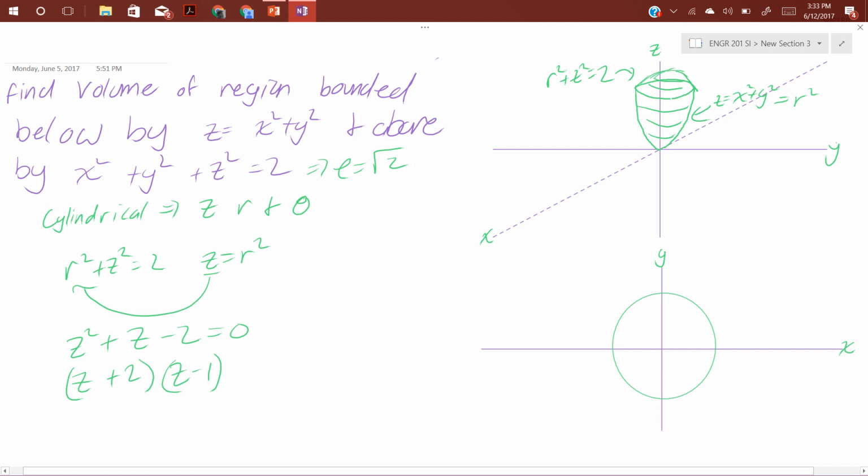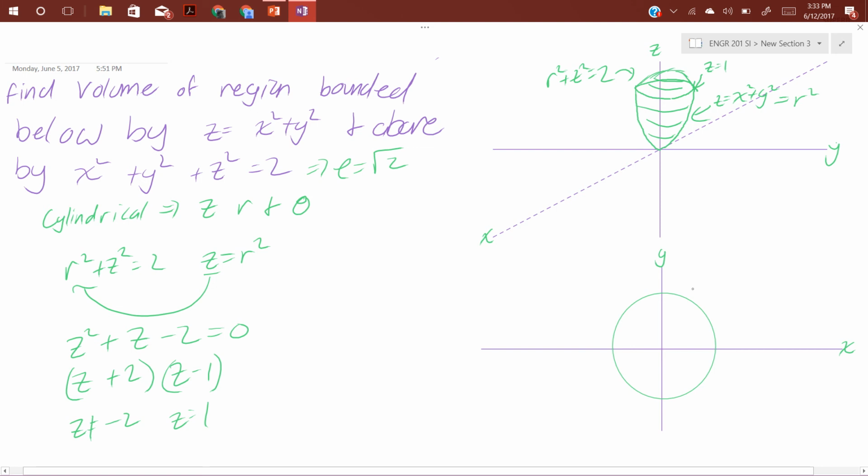It can't be z plus 2, because that means z would equal negative 2. And z can't equal negative 2 if it's bounded below by z equal to x squared plus y squared and above by the sphere x squared plus y squared plus z squared equal to 2. So we have to use z equal to 1 at this boundary line right here.